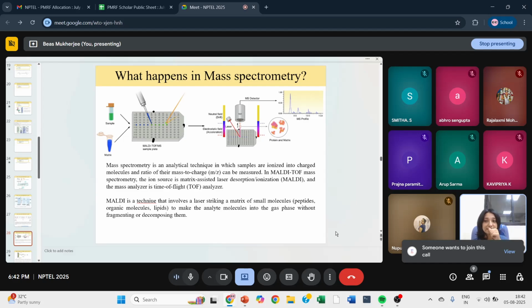So what happens here is MALDI is a technique that involves a laser. There is a matrix on which your sample is there, and there are also resin particles on the matrix, and the laser falls on this, and because of that, initially it was a liquid. This liquid actually gets ionized and it turns into gaseous particles. So to make the analyte molecules into gas phase without fragmenting or decomposing them, right?